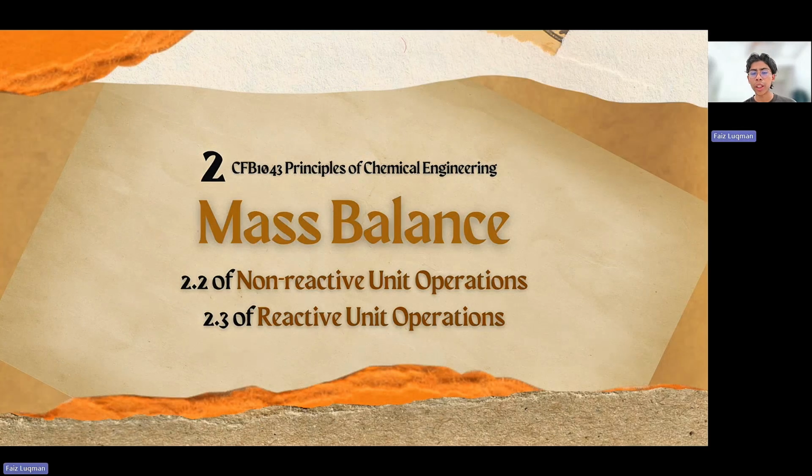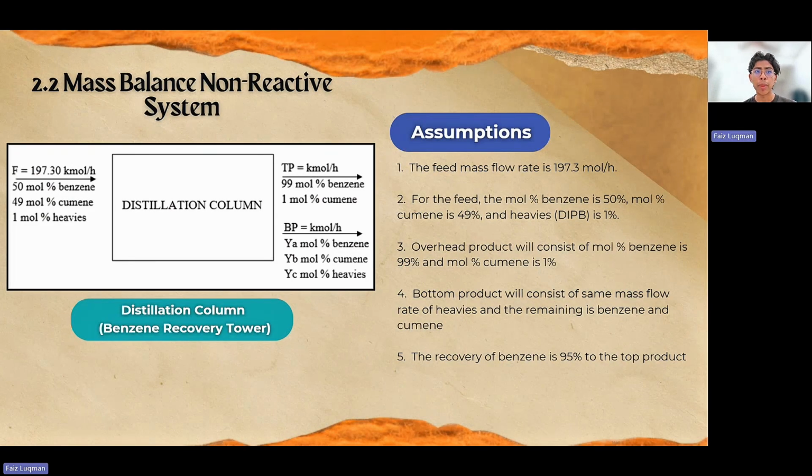Hello. So now we will take a look at the mass balance for non-reactive unit operations and also the reactive unit operations. So first we will take a look at 2.2, which is the mass balance for a non-reactive system. In this diagram, it shows the distillation column, also known as the benzene recovery tower, for cumin production. For this feed, we have the molar flow rate given and also 50 mole percentage of benzene, 49 mole percentage of cumin, and 1 mole percentage of heavies.